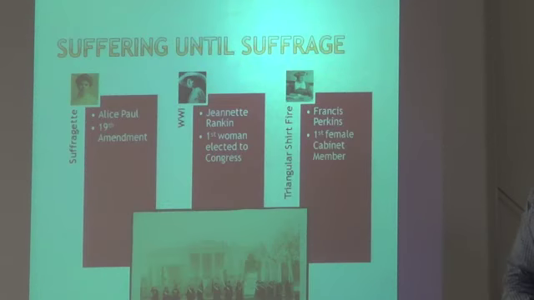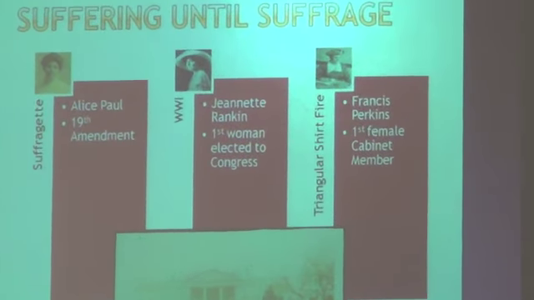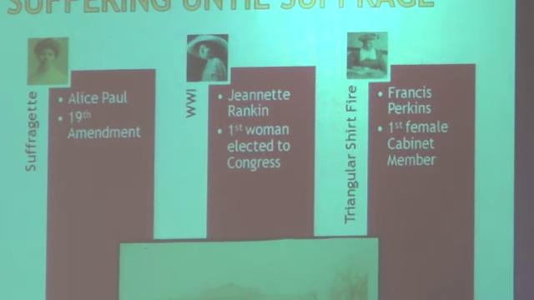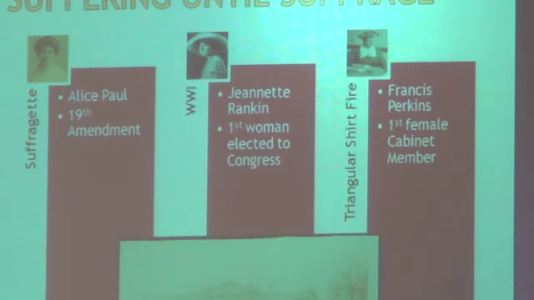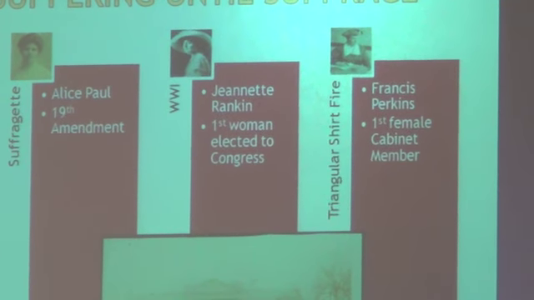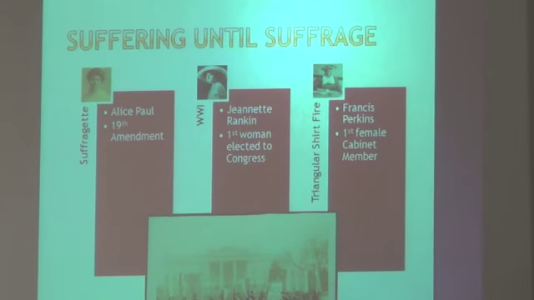Suffering until suffrage. At the turn of the century, the 20th century, an enlightened century, women still don't have the right to vote. Alice Paul comes on the scene. She's a young girl. She's learned some of the more radical elements of suffrage out of England. She brings it back to America, and she tells the older women who are around, we can't just be docile anymore. We have to really get in there and mix it up.